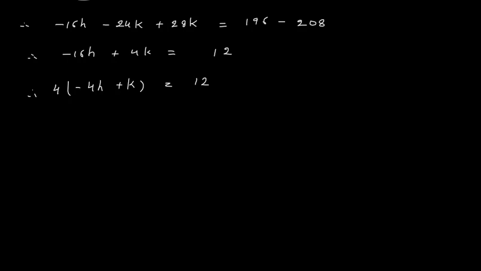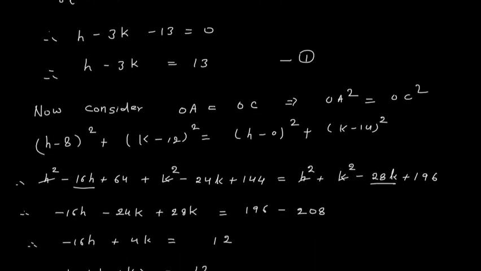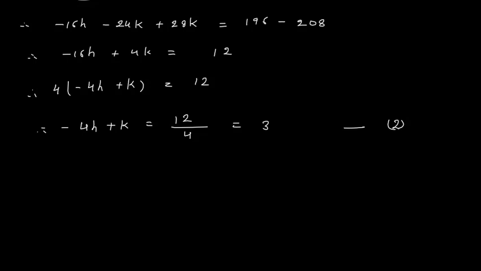So minus 4h plus k is equal to 3. This I will call equation number 2. Now what is equation 1? It is h minus 3k, we get 13. This is equation number 1.